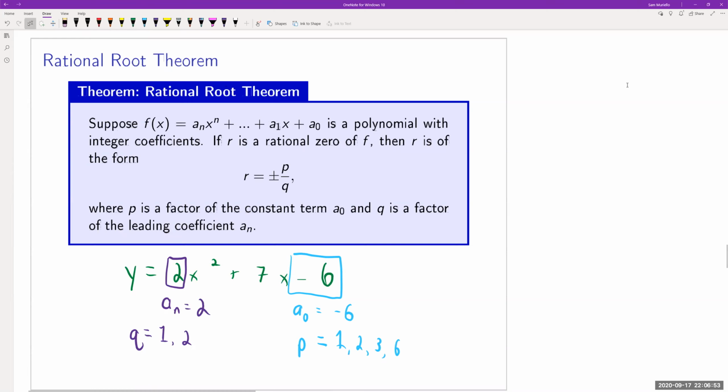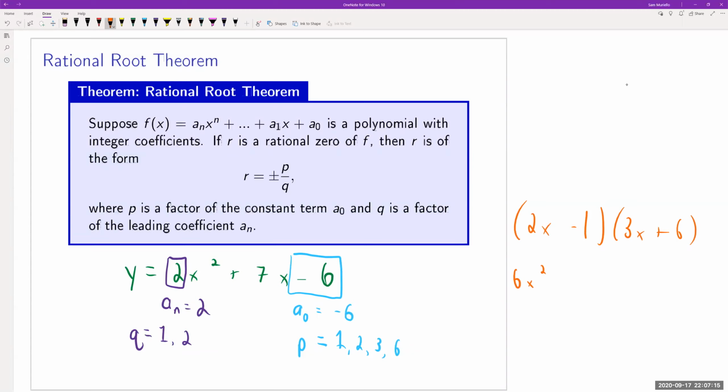The reason that this works has to do with what happens when I FOIL. Let's just make up an example here. 2x minus 1, and then 3x plus 6. If I FOIL this, I will get 6x squared.